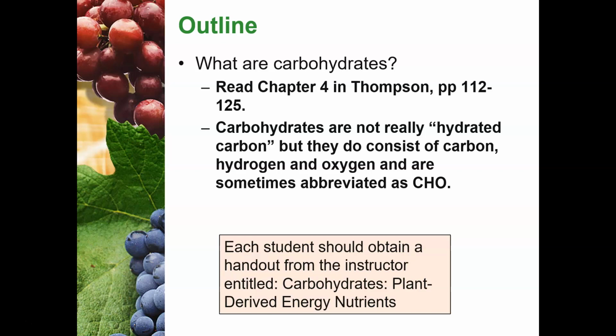Their name sounds like hydrated carbon or carbon with water. That's not really what they look like chemically, but they do consist of carbon, hydrogen, and oxygen. And because of that, we sometimes abbreviate them CHO for carbon, hydrogen, and oxygen. There is a handout that I gave out in class that had a flow chart of all of the carbohydrates, and that flow chart is in this slideshow, so I will point it out when we get there.